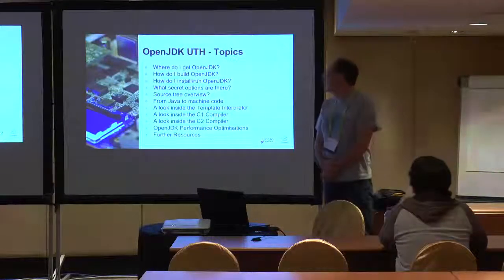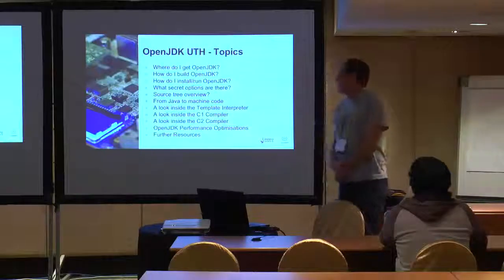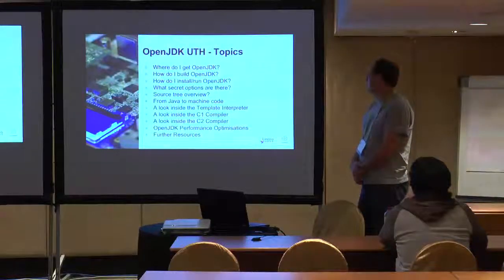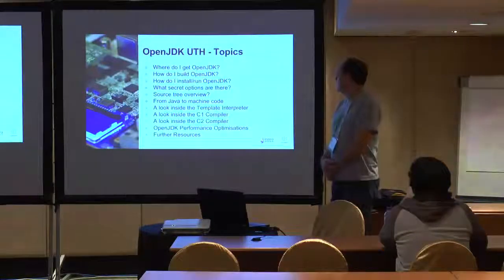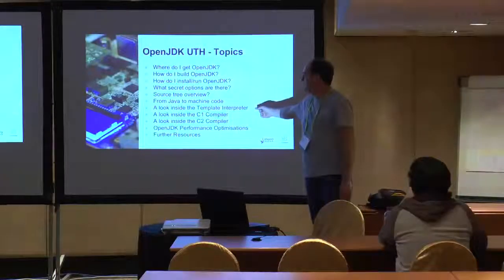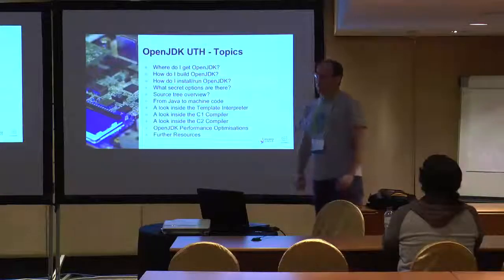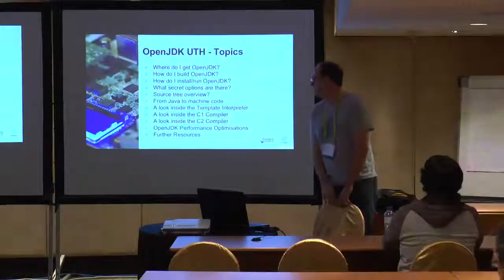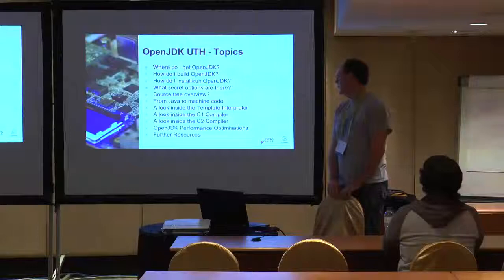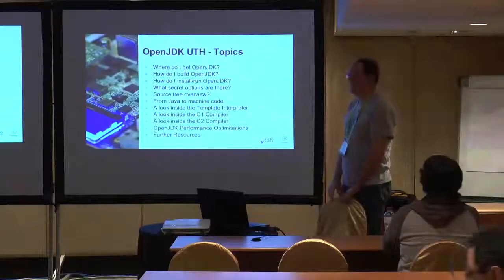And then a look at how you get from your Java source code to machine code. That essentially involves looking at these three items: the template interpreter, the C1 compiler, and the C2 compiler. And then we're going to have a look at the optimizations we have been performing on OpenJDK over the past year.